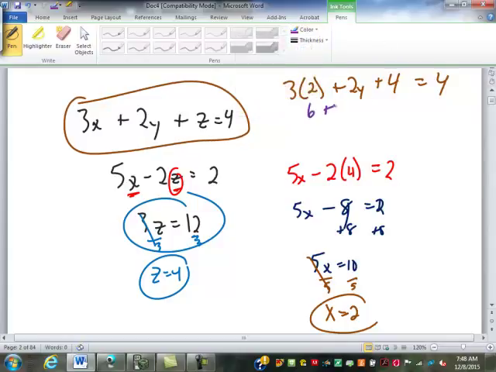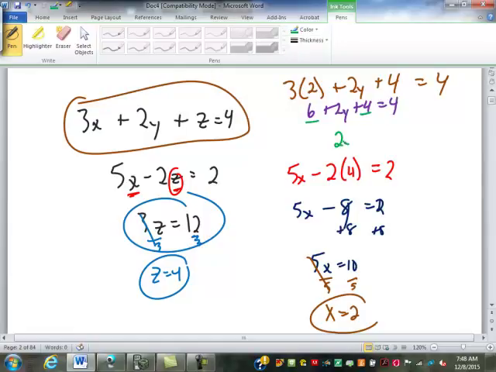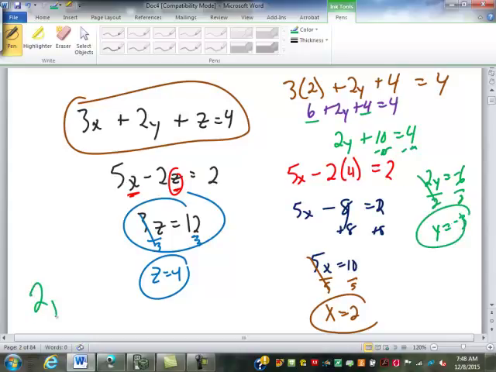So this is 6 plus 2y plus 4 equals 4. Combine 6 and 4, so this is 2y plus 10 equals 4. Subtracting the 10, 2y equals negative 6, and divide by 2, y equals negative 3. So 2, negative 3, 4.